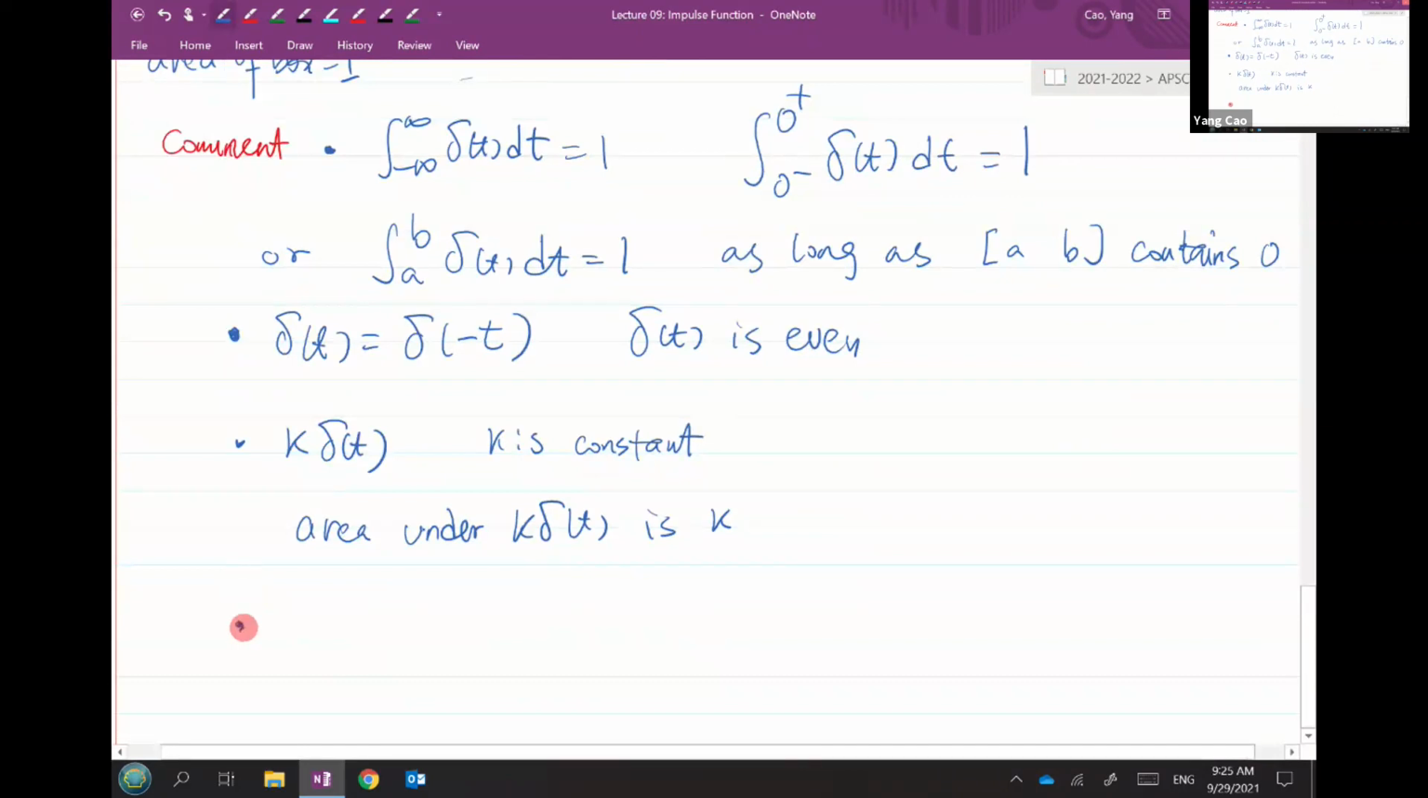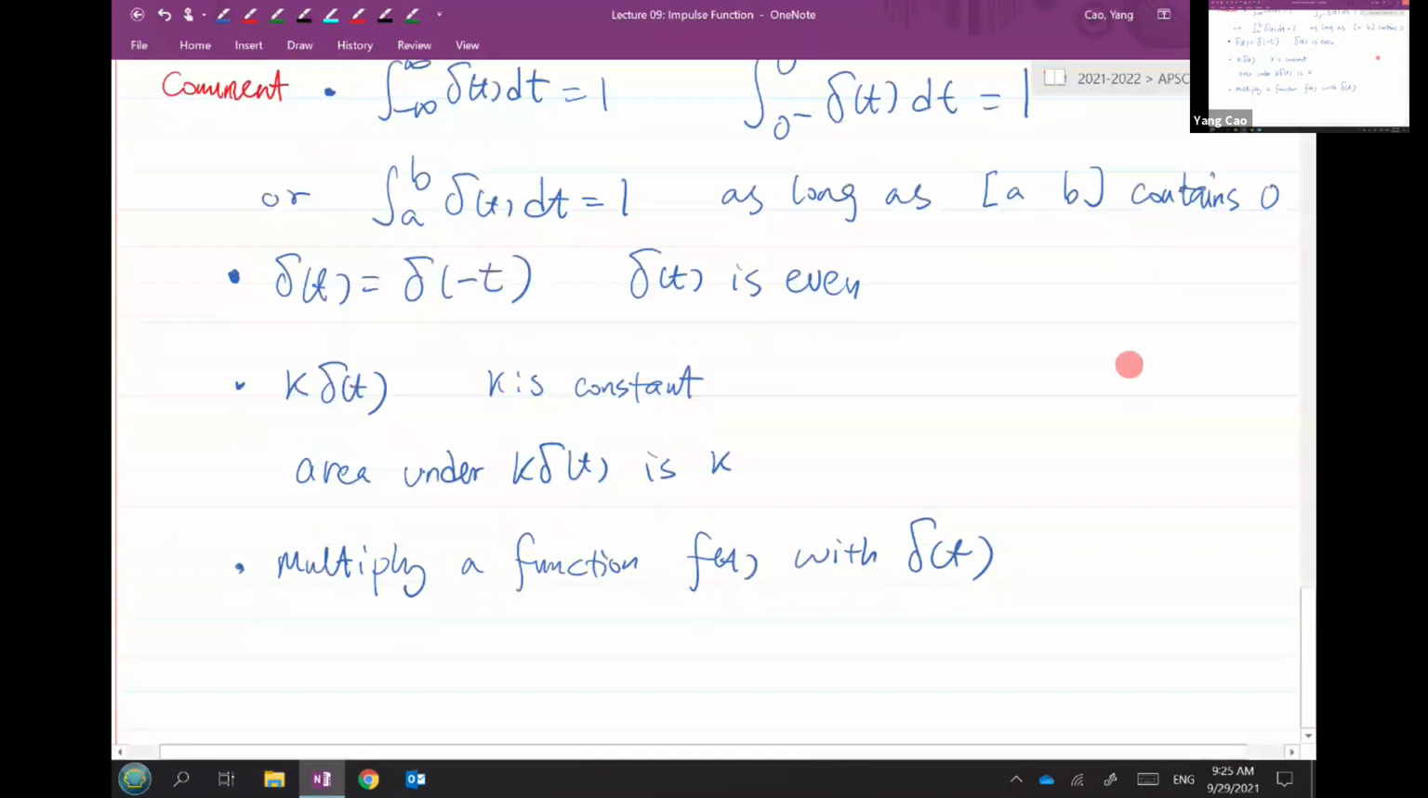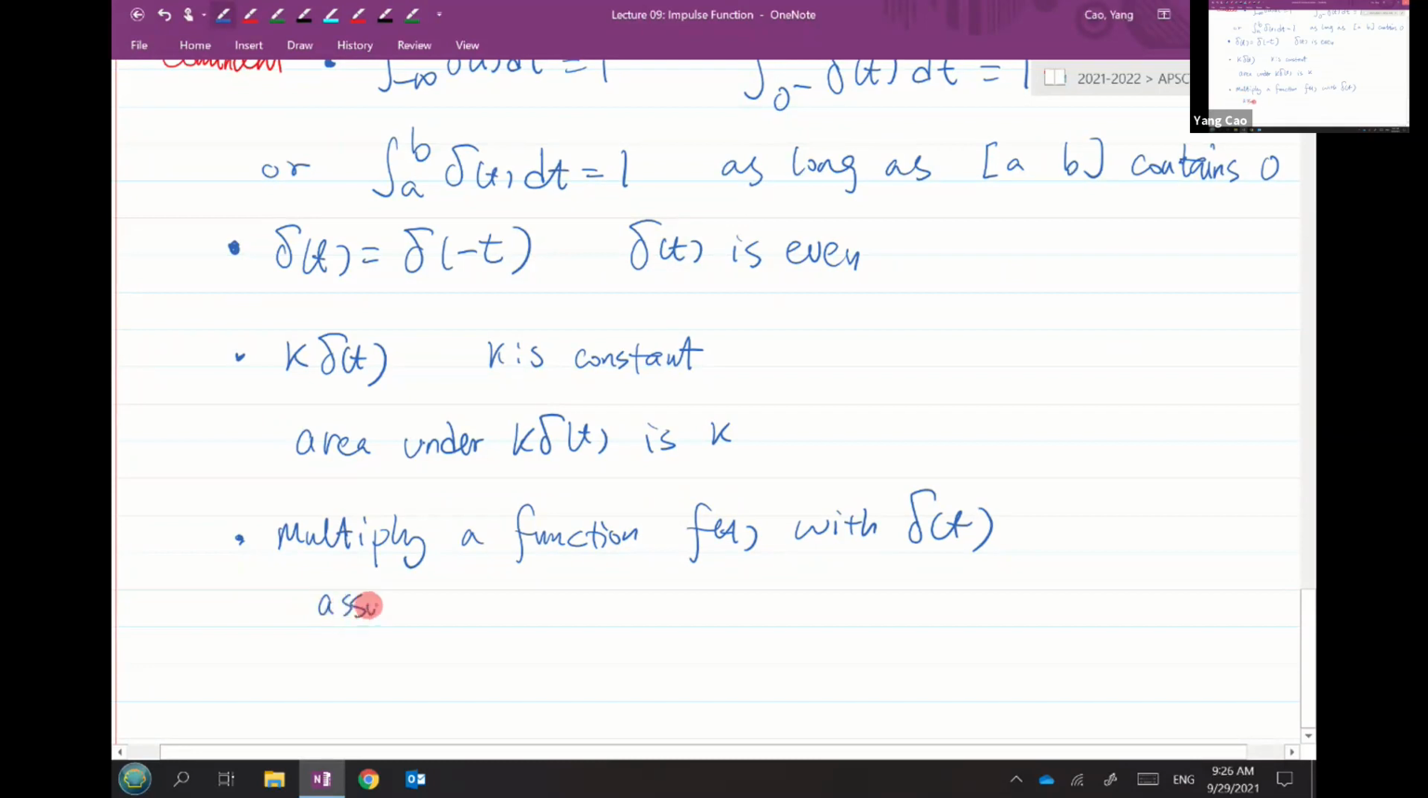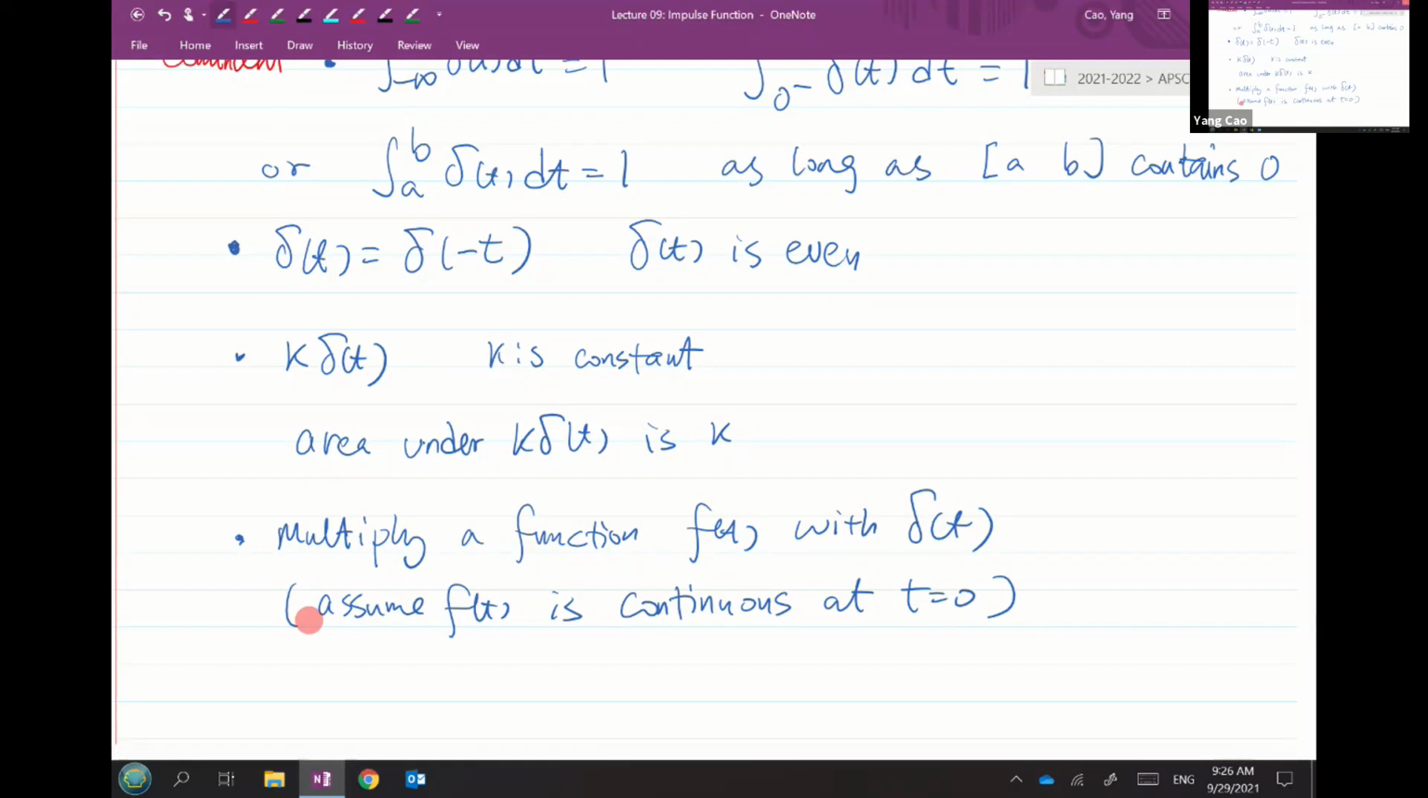Good. So now let's move to another comment. What if I multiply a function, say f of t, with delta t, with an impulse? So we're getting there. Then what happens? So let's do that. Let's assume, of course, f of t is continuous at t equal to 0. So we're multiplying f of t with delta t.